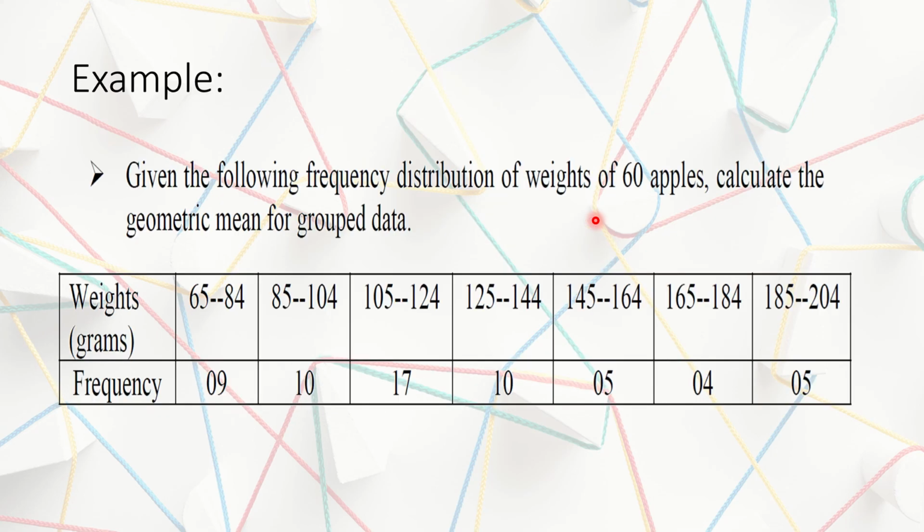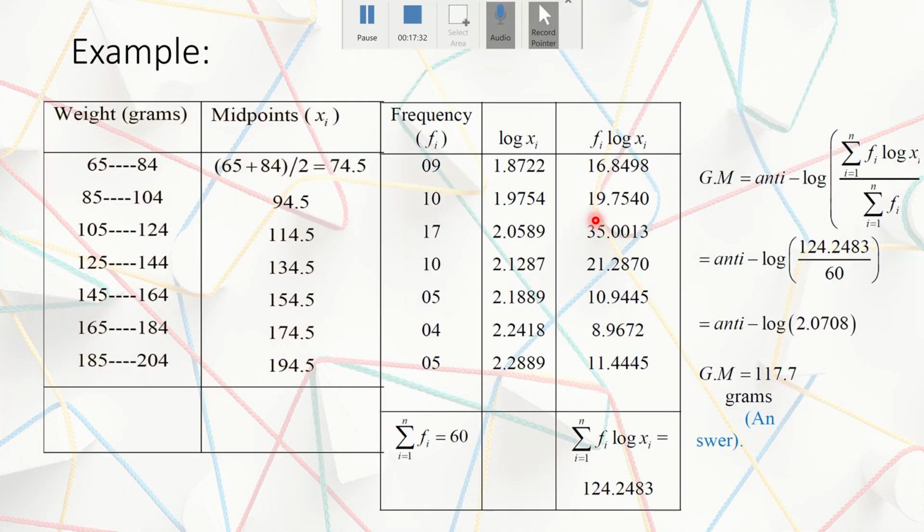So let's consider that example again. The weights of 60 apples, from 65 to 84, there are 9 in the first class and so on. We first find the midpoints and the corresponding frequencies. Then we apply log on it. So log of 74.5 multiplied by 9. Again, this column is not that important. You can directly jump from here to here, or use a calculator directly to find the product of these two columns.